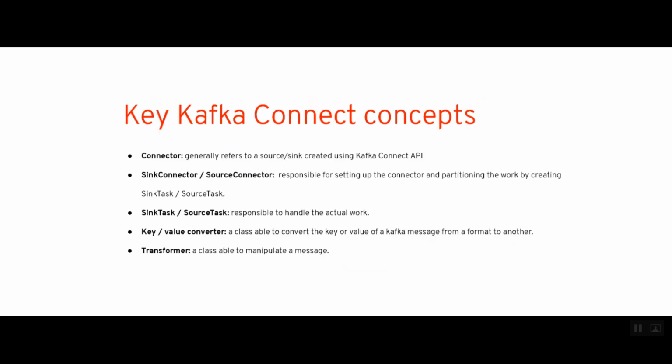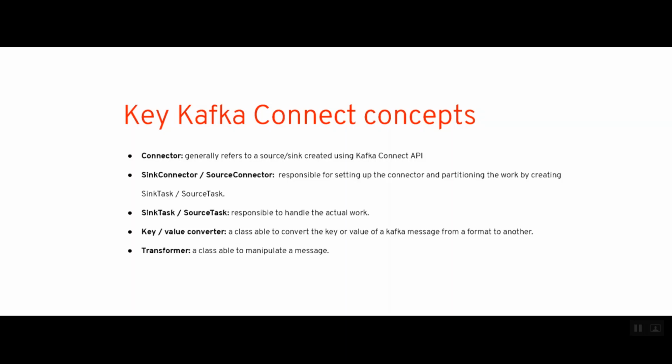What are the key concepts in Kafka Connect? The connector is the source and sink created through the Kafka Connect API. The sink connector and source connector are responsible for setting up the connector and the partitioning of the work. To do this, the sink and source connector will create a sink task and source task that are responsible for the actual work. So they will handle the real work.